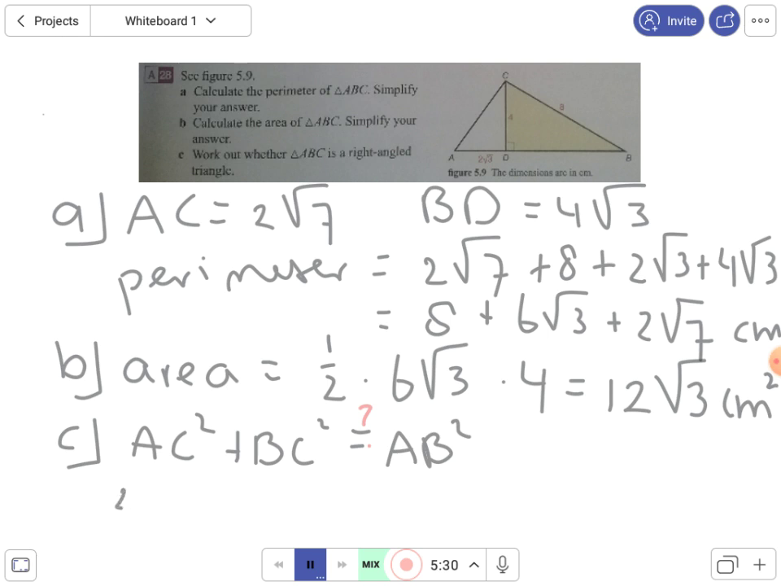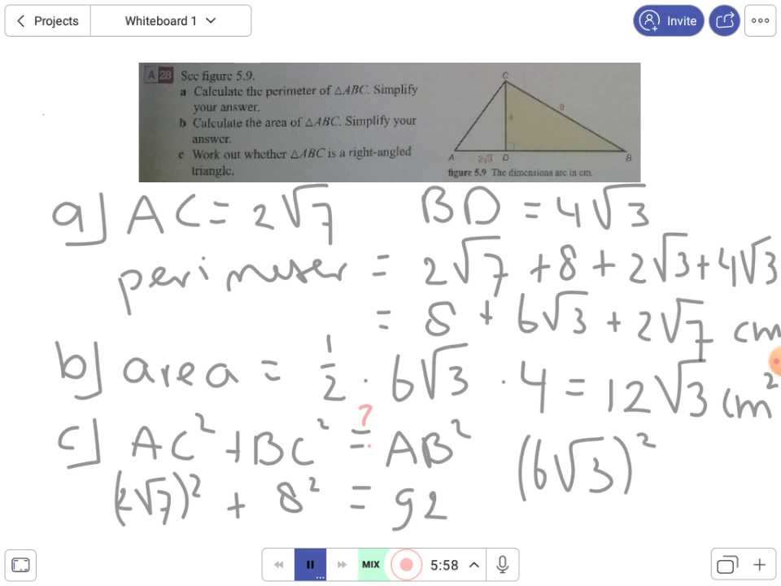AC squared is 2 square root of 7 squared, plus BC, which is 8 squared, and that's equal to 92. AB squared, AB was 6 square root of 3, so that means 6 square root of 3 squared, and that's 108. Then you see 92 is not equal to 108, so it's not a right angled triangle.